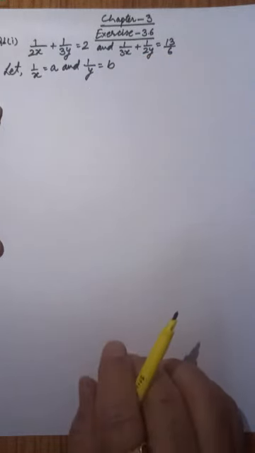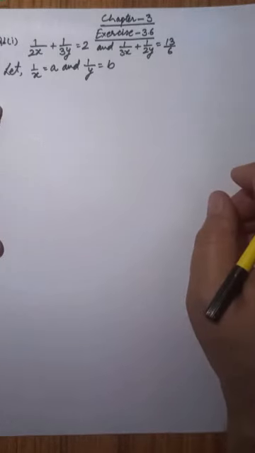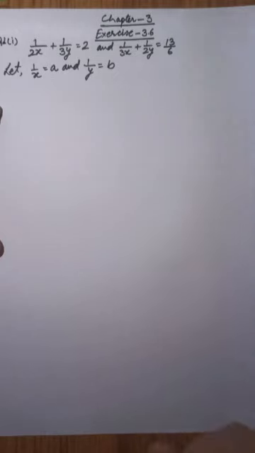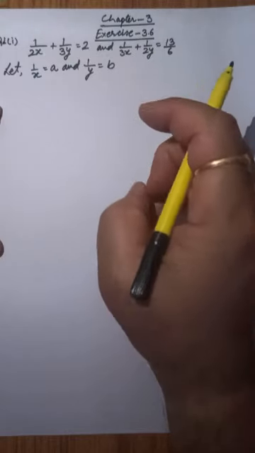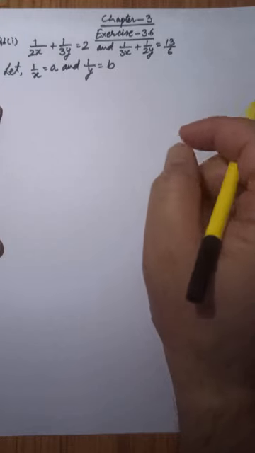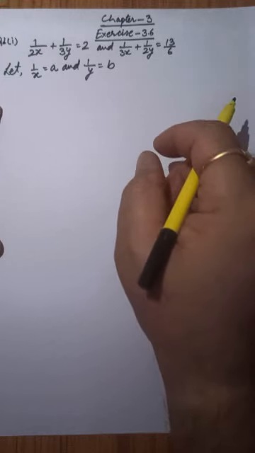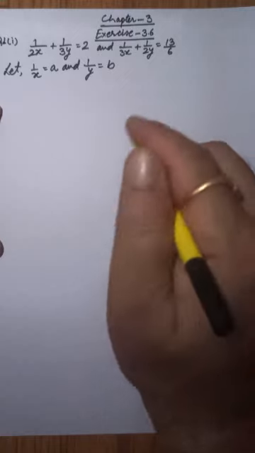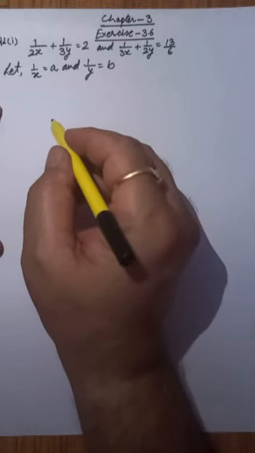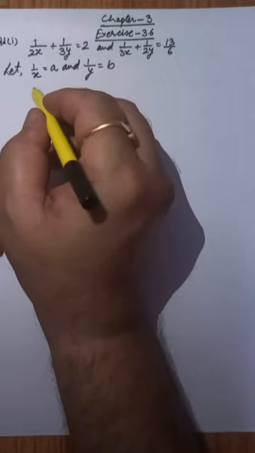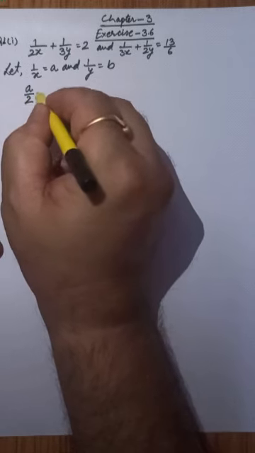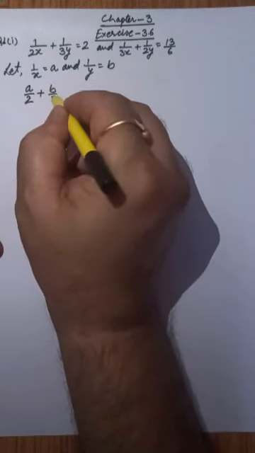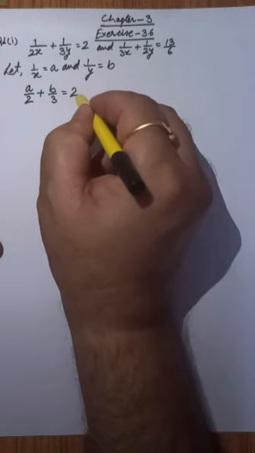Here we have supposed a and b. You can suppose other variables also, like p and q, or l, m, but you must suppose variables other than x and y. You cannot suppose 1 upon x is equal to x and 1 upon y is equal to y. That is not correct. So now the first equation becomes a upon 2 plus b upon 3 is equal to 2.